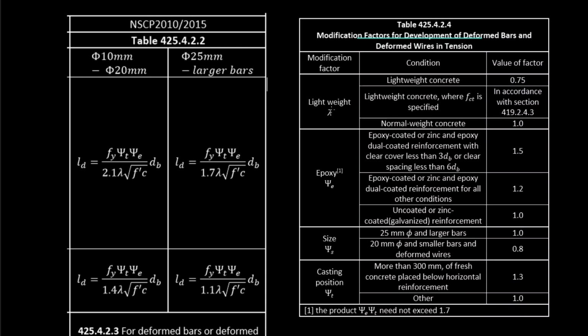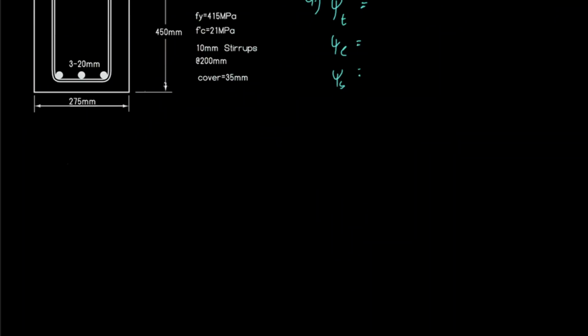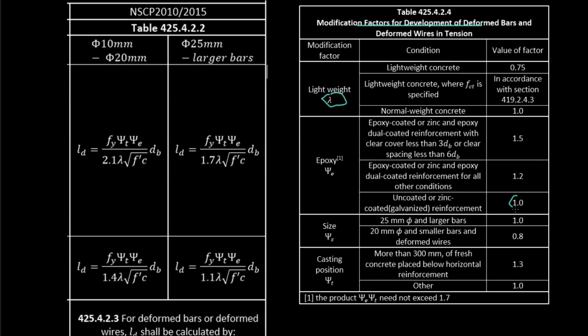So, meron pa pala tayong lambda, pero wala namang masyadong data na binigay, hindi niya sinabing lightweight concrete. So, we can safely assume na normal weight concrete ito. So, meron tayong 1.0 na gagamitin sa lambda. Then, yung epoxy factor or coating factor natin, dahil in-specify naman ng question na uncoated siya, ang gagamitin natin is yung 1. Okay. Then, yung size factor, dahil 20 mm, meron tayong 0.8.